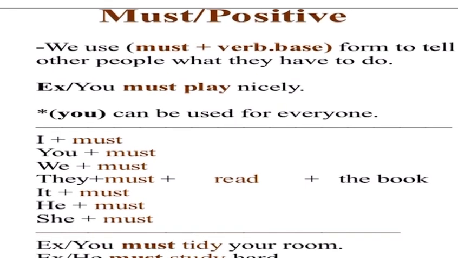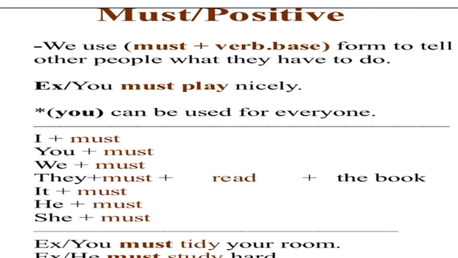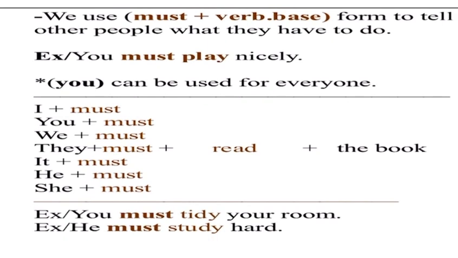And then we have you here. You can be used for everyone. We have learned that you can be used for one person. For example, you must read your book. I can say you for one person. And I can say you must listen to me, which is for everyone. So you is used in two ways. It can be used for one person, and it can be used for more than one.